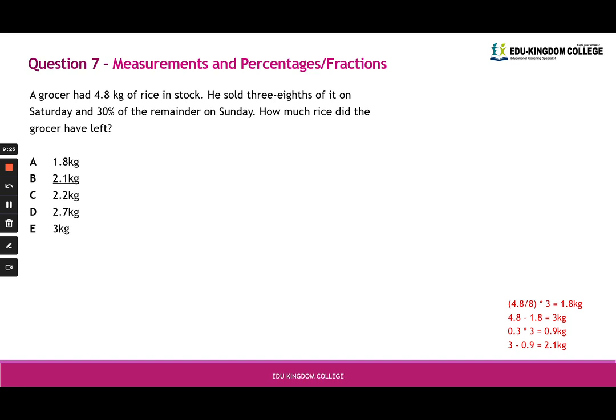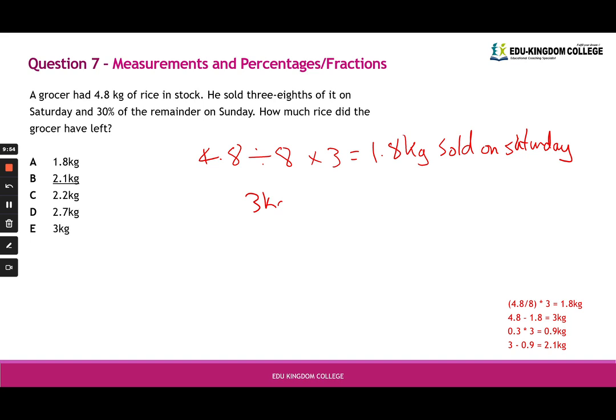Okay, so let's see. He sold 3/8 of it on Saturday, right? So what we can do, we can just do 4.8 divided by 8. And then we can times that by 3, and so that means he sold 1.8 kilos on Saturday, okay? Then that means we have 3 kilos left on Sunday, right? Because we do 4.8 minus 1.8, right?